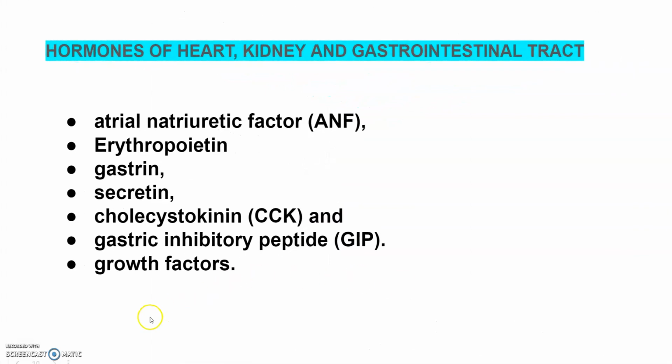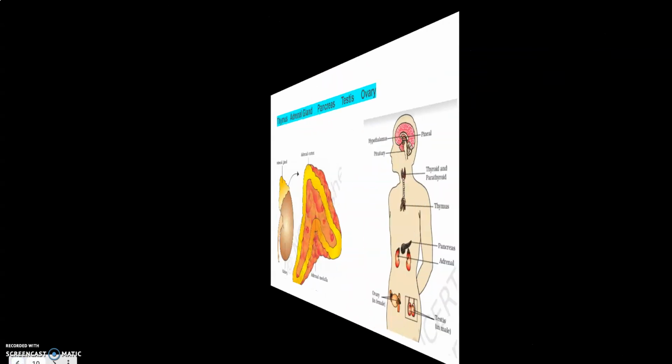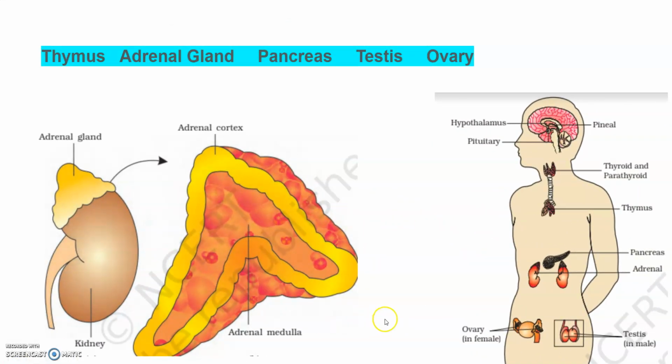Now, there are various hormones which are released by various other organs of the body also. Before that, let's discuss the pancreas first. You can see the position of the pancreas here. The pancreas is a composite gland. It acts as both an endocrine as well as an exocrine gland.